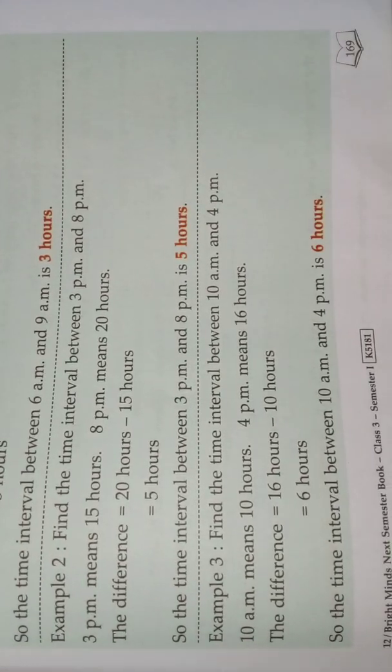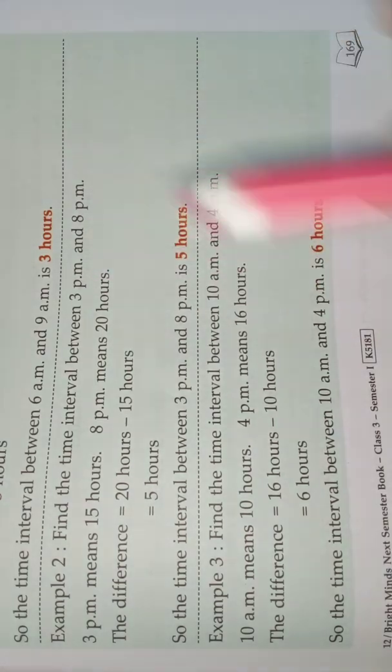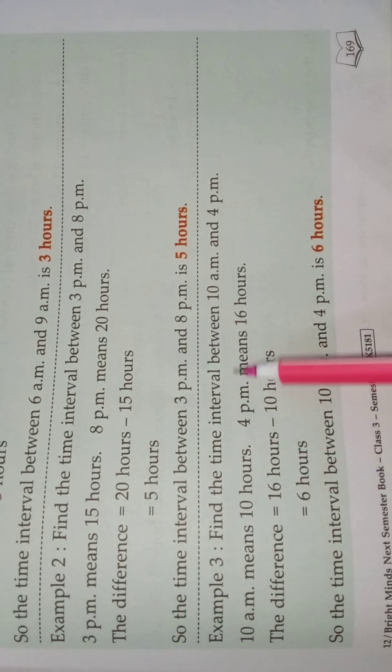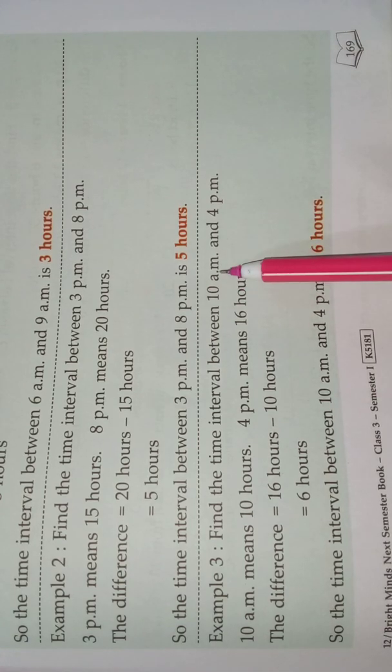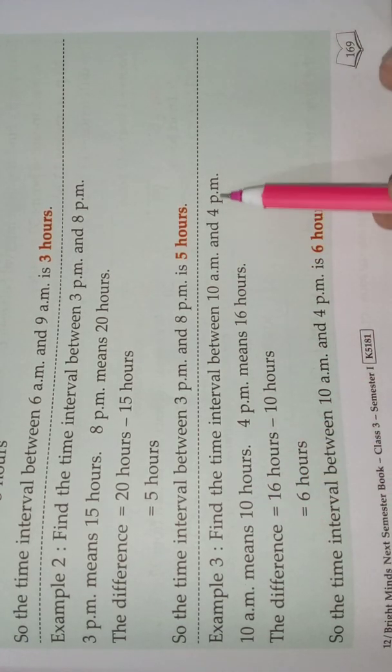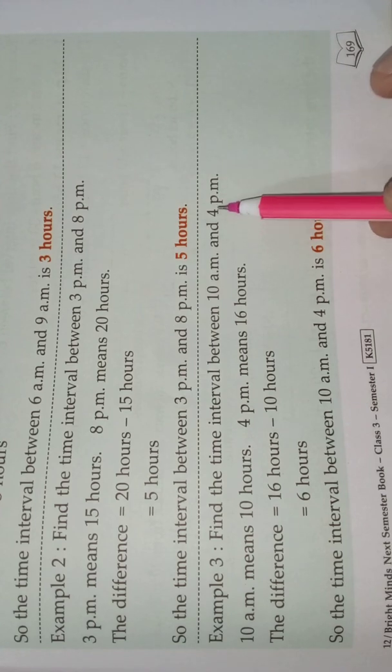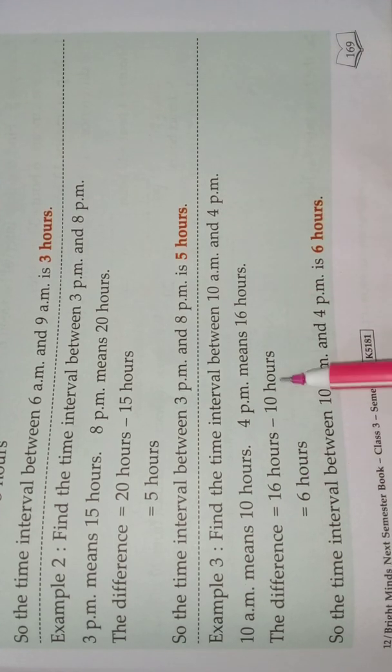Come, we will go to the next sum. Look here, p.m., a.m. Okay, no problem. Whatever it may be, when it is a.m. or p.m., convert it into 24-hour clock so that it will be easy for you to do the difference. Find the time interval between 10 a.m. and 4 p.m. So, 10 a.m., a.m. means you keep as is, 10 hours. p.m. So, 12 plus 4, 16 hours. So, 16 hours minus 10 hours, 6 hours. Understood children? How easy, no? We will do the assignment.